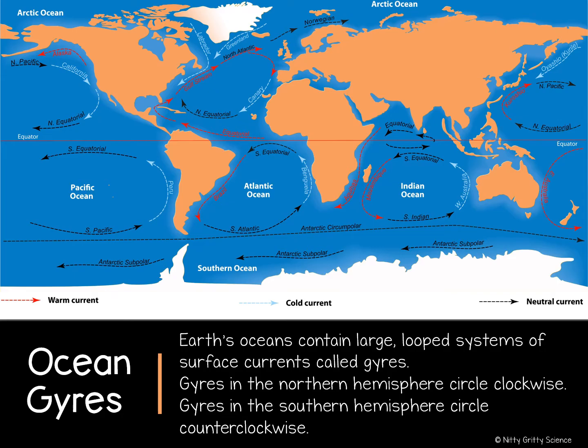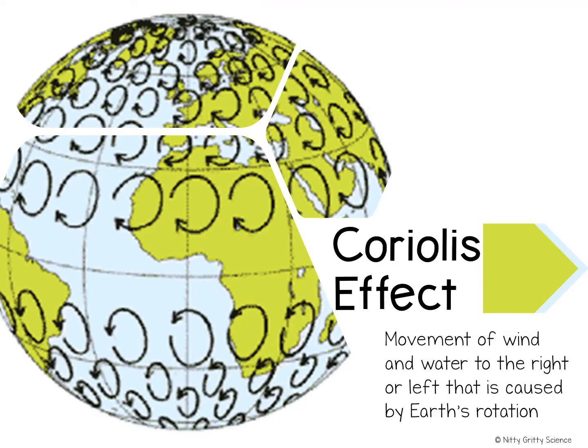The large circular systems of surface currents are called gyres. As shown, each current within each gyre moves in the same direction. However, if you look closely, you can see that the direction of current movement in a gyre is different in each hemisphere. Gyres in the northern hemisphere circle clockwise, while gyres in the southern hemisphere circle counterclockwise.